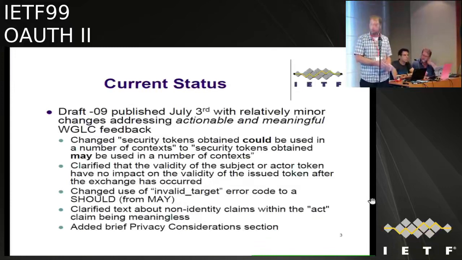But the things that we have changed based on that: changed one word from a non-normative "can" to "may", just to try to clarify things. That was actually a result of his feedback. Added a statement clarifying that the validity of the subject token or actor token, the tokens you send in, their validity has no bearing on the validity of the token that's been returned outside of the context of the exchange. So they have to be valid when you exchange them, but there's no correlation implied thereafter. So once you have a new token, it's decoupled from the original token.